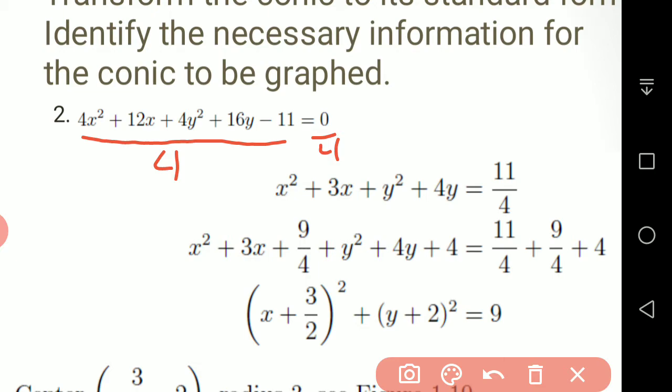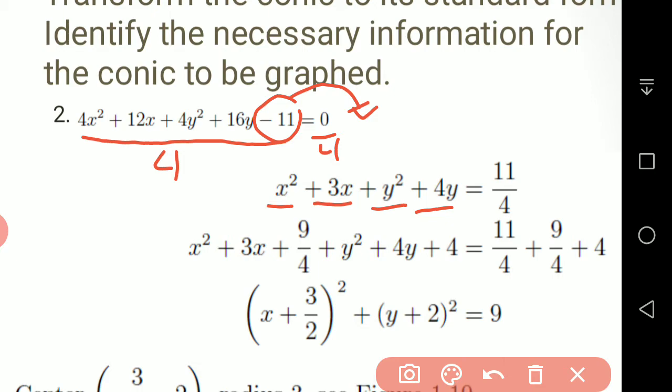So we get 4x squared divided by 4, we have x squared. 12x divided by 4, we have positive 3x. 4y squared divided by 4, we have y squared. And 16y divided by 4, we have positive 4y. Then negative 11 was transferred to the right hand side, so you have positive 11 over 4.